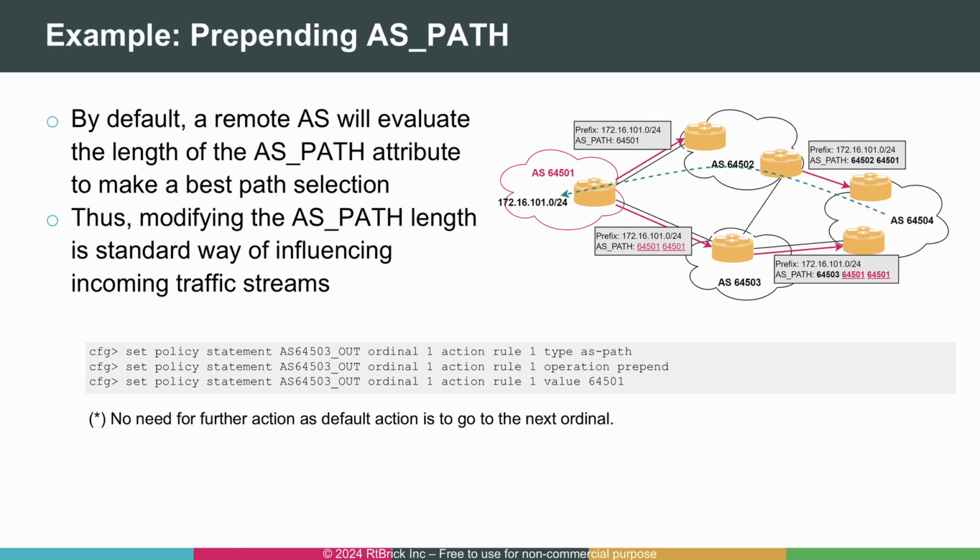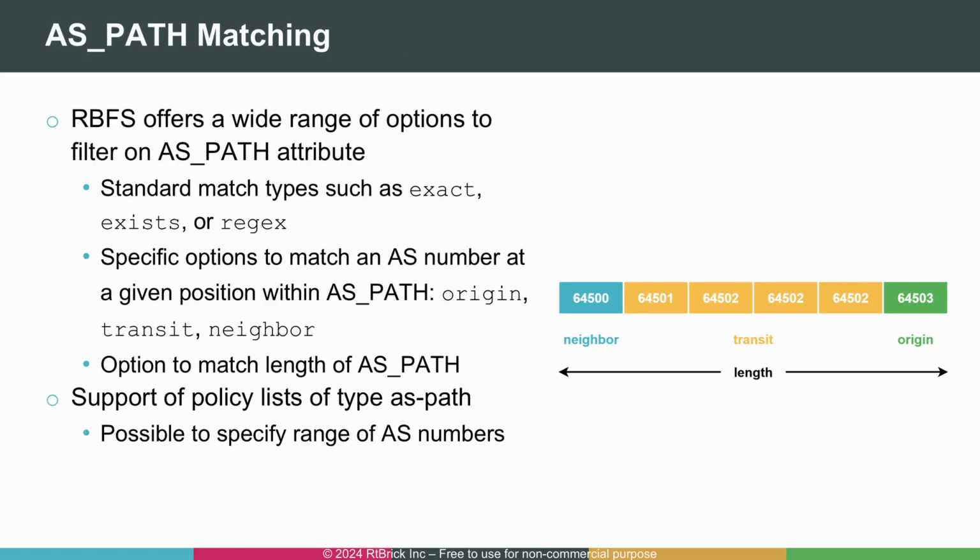Alright, to wrap things up, I've summarized the configuration steps that we just went through for your reference. In addition to manipulating the AS path attribute, there are various use cases where filtering based on entries in the AS path is necessary when receiving BGP updates.